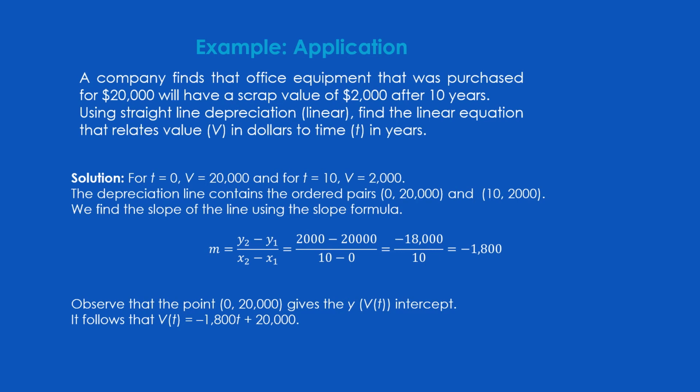For which you can find the slope, or you can even use the slope intercept form and then find what the equation is. y equal to mx plus b. Here x is t because we are taking the variable as t, and y is v here, the value. So V of t is minus 1800t plus 20,000.